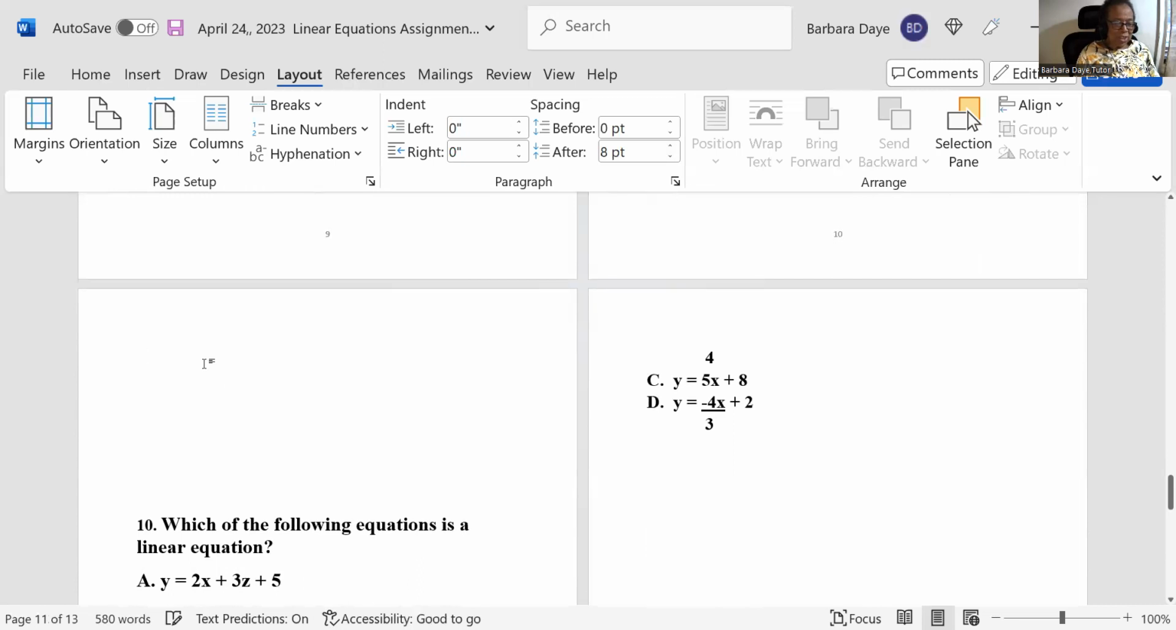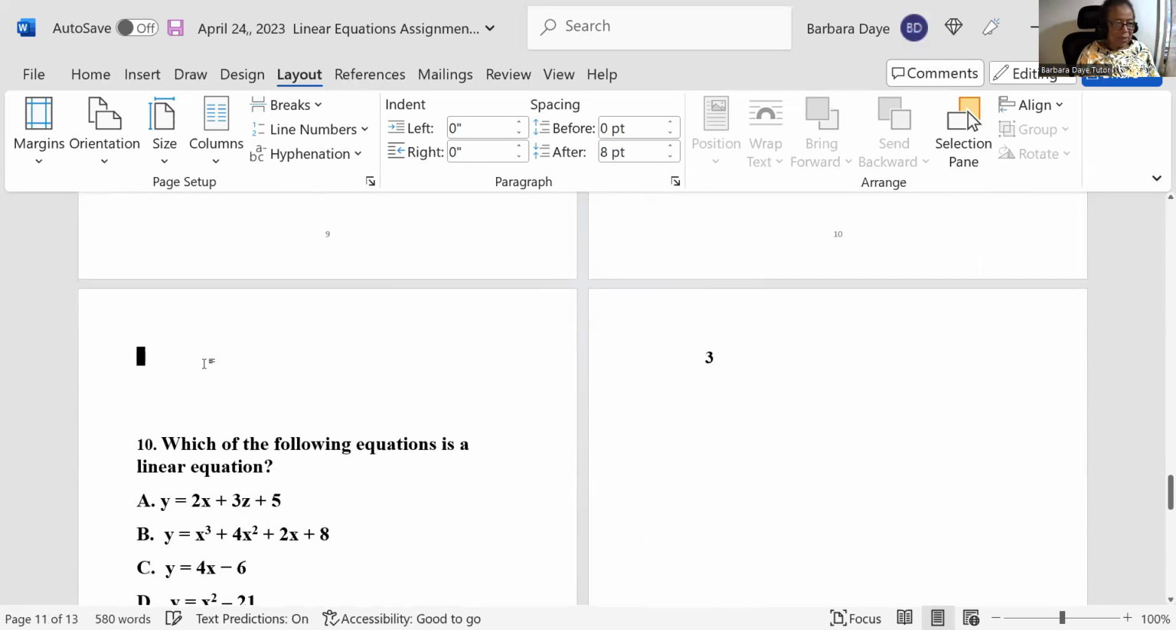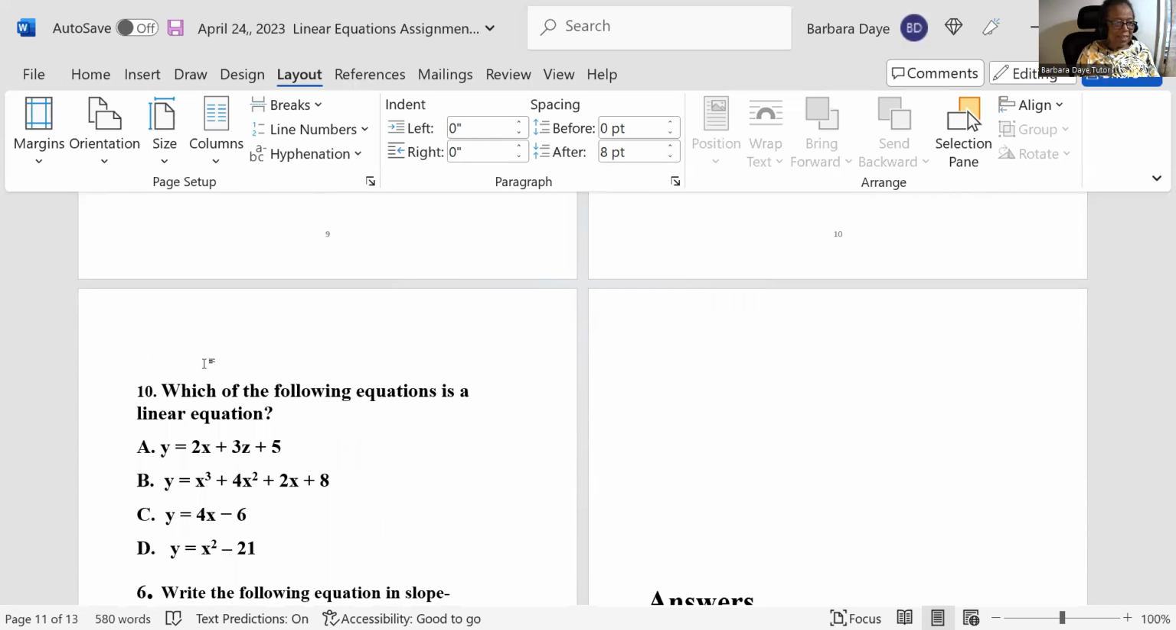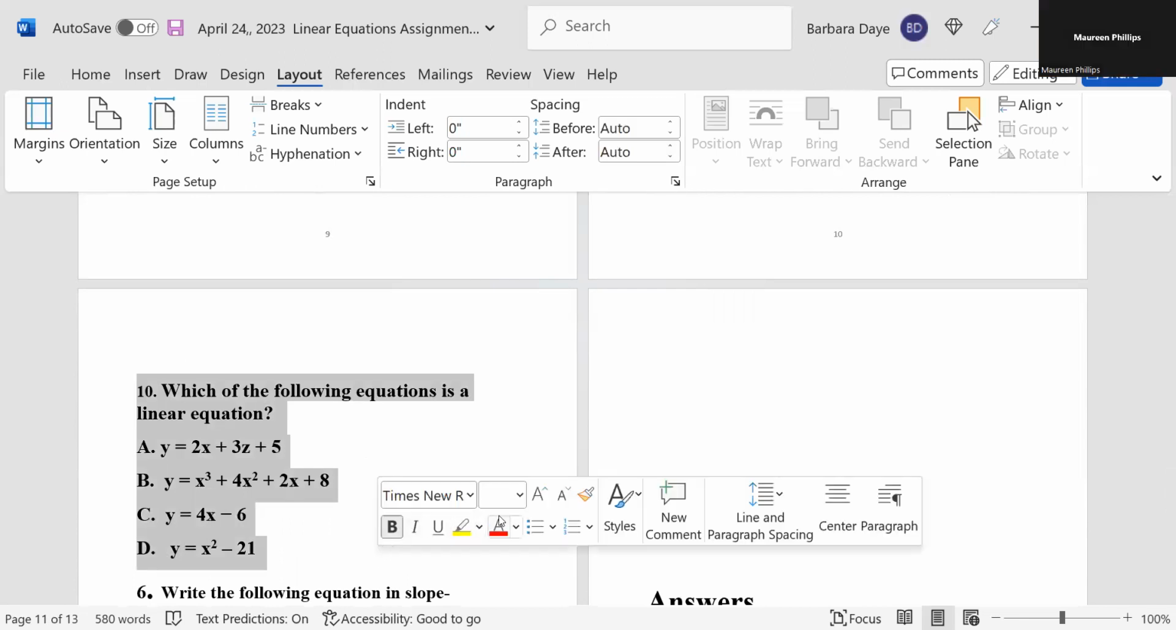Okay, let's look. Which of the following equations is a linear equation? Okay, Maureen.